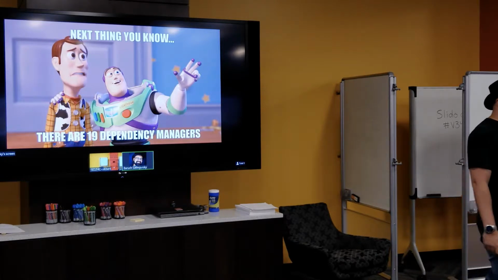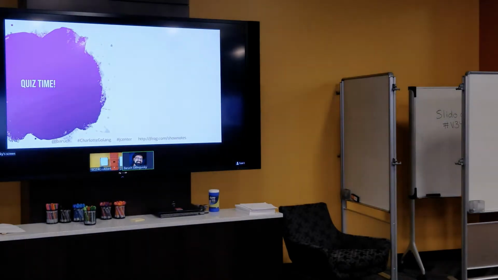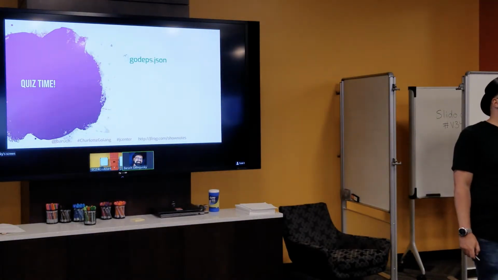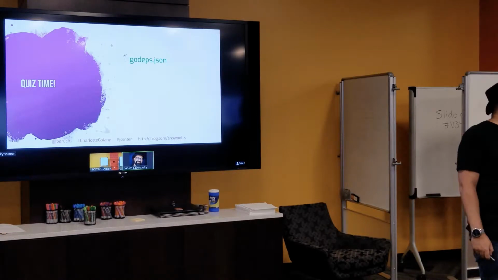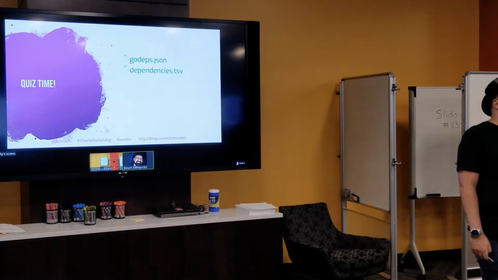So, are you familiar with any dependency managers for Go modules? Let's test it. Quiz time. Okay. So go-deps.json. Does anyone know which dependency manager uses this format for describing dependencies? It's called go-dep. The reason why the file is not called go-dep is because dependencies.tsv is actually a descriptor for a dependency manager called go-deps.